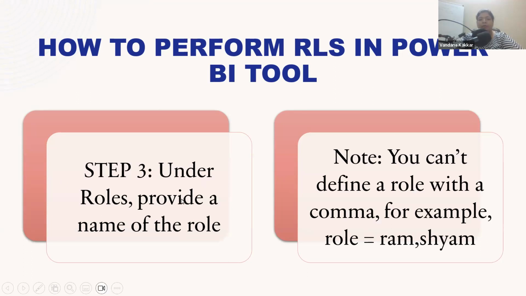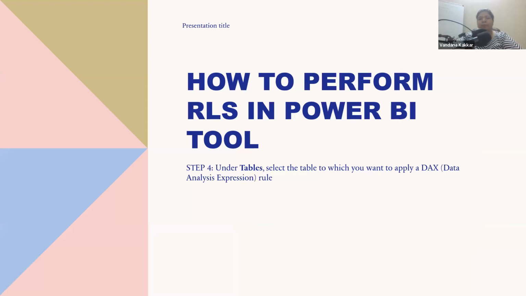Step 3, under roles, provide a name of the role. Once you have clicked on create, a new role will be created, so you need to rename that role. Whatever name you want to give. Note, you can't define a role with a comma, for example, Ram, comma, Sham. So you cannot use commas in your roles. Step 4, under tables. Tables was the second part. This was the roles, second was the tables. So under tables, select the table to which you want to apply a DAX.